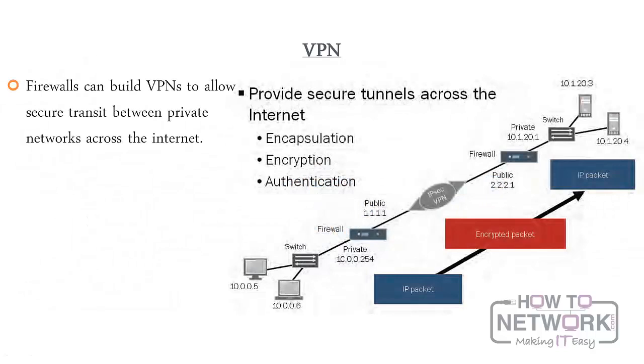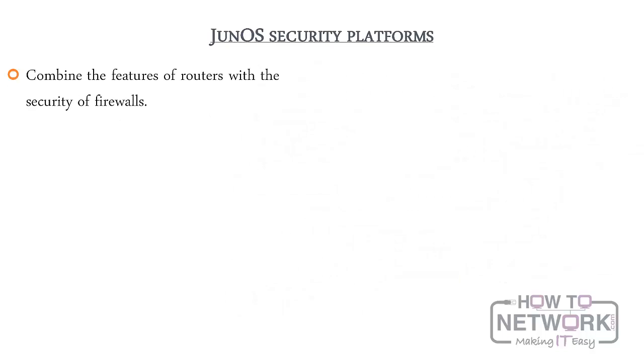Enterprise data center applications can also be serviced by M-Series routers. Firewalls can build VPNs to allow secure transit between private networks across the internet. To do this, it must authenticate the other endpoint, encrypt traffic to the other endpoint, and encapsulate it so that it can cross the internet. Compared to routers, firewalls do not let any traffic pass by default. You have to configure it to allow it. Routers allow all traffic by default.